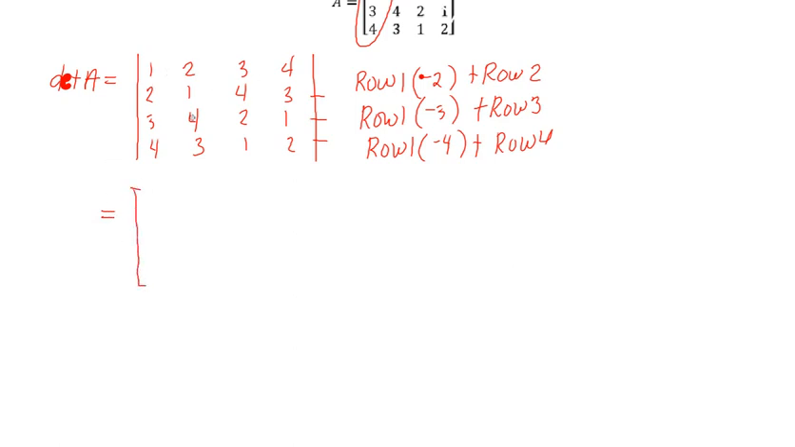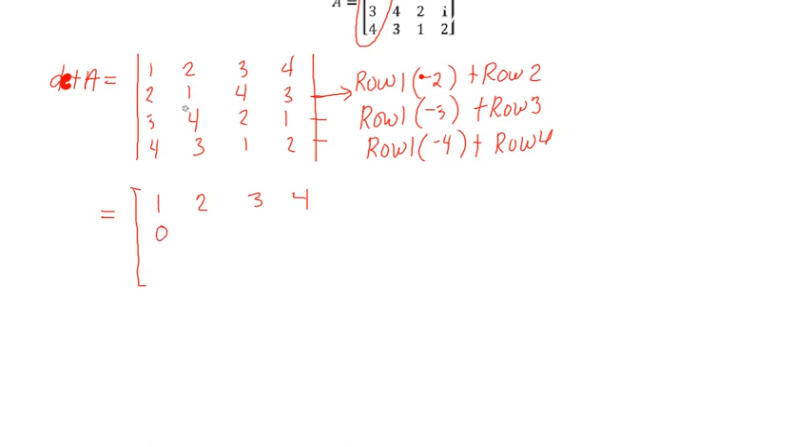parehas yung nasa taas na row, that is 1, 2, 3, 4. So, row 1 times negative 2 plus row 2. Consider natin itong row 2. So, yung row 1, 1 times negative 2 plus row 2. So, yung value natin dito sa element ng row 2 column 2 is equal to 0.